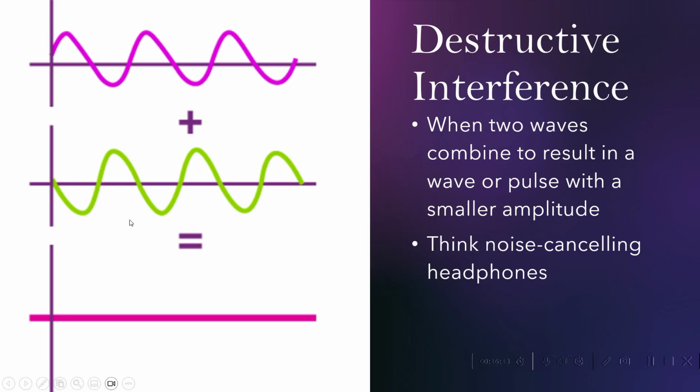Destructive interference, the wave gets smaller. It gets closer to this equilibrium line. This is complete destructive, but as long as it's closer to this equilibrium line, that is destructive interference. And this generally happens when it's 180 degrees out of phase. See how these waves are opposite of the other waves? They're 180 degrees out of phase.